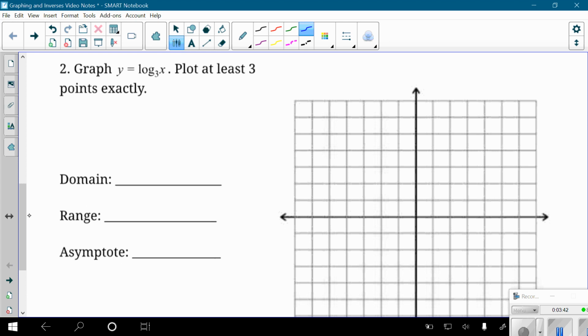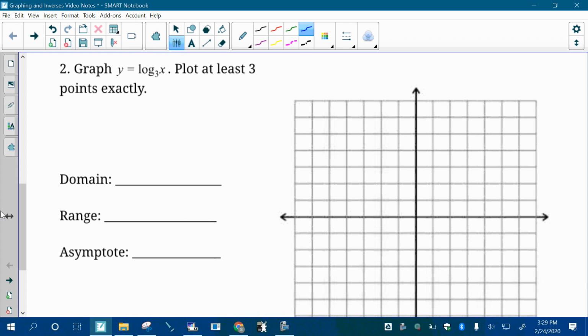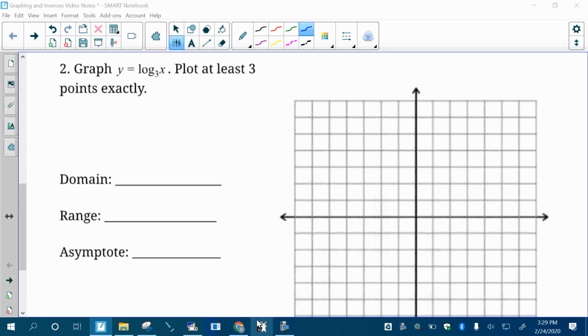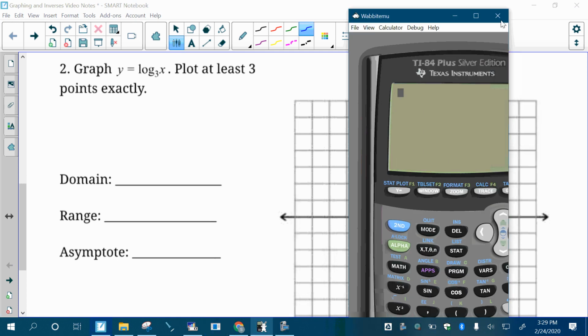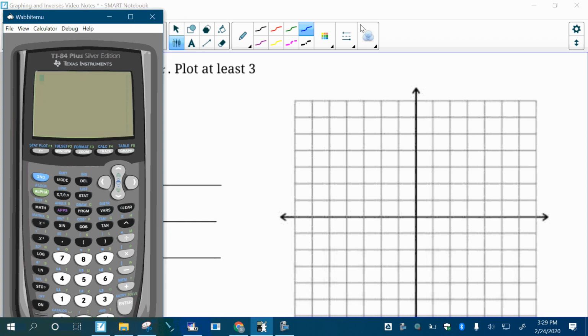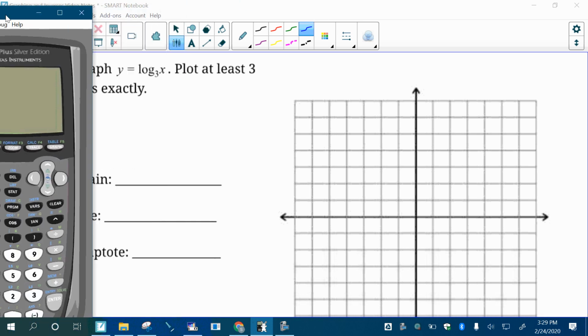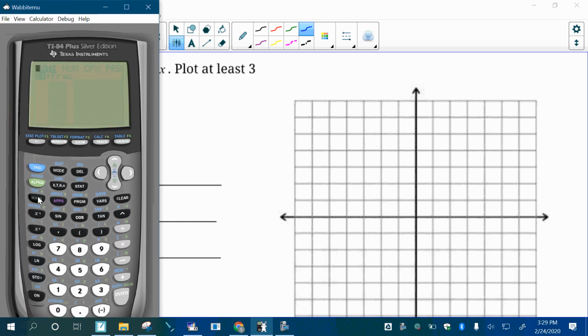Grab your calculator. For most of you, typing this in your calculator is going to be really easy. I have an old calculator, so it's a little more difficult. If I want to type log base 3 of x in, for most of you, you're going to hit y equals. You're going to want to type the function in there. In order to do a log with a base, you're going to hit the math button, and you're going to go down to log base. Should be down here somewhere, way down. And you're going to use log base.